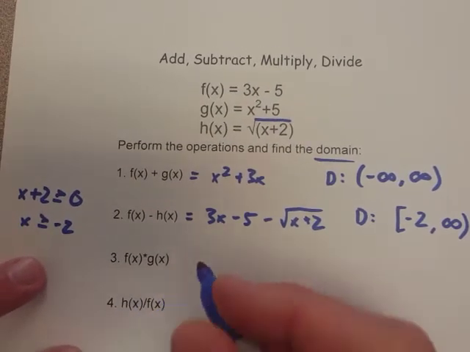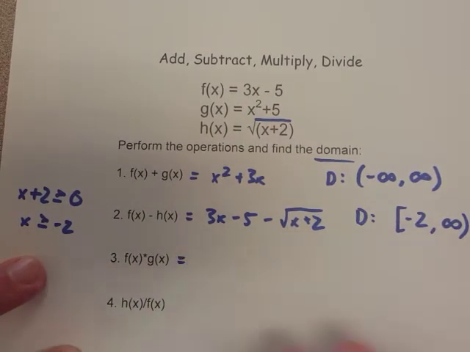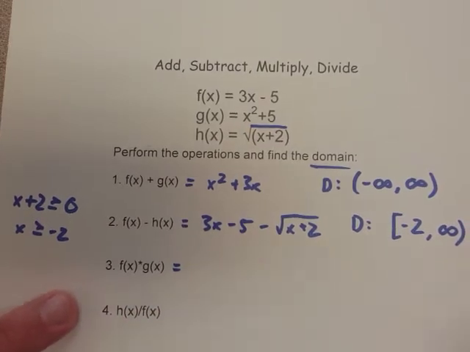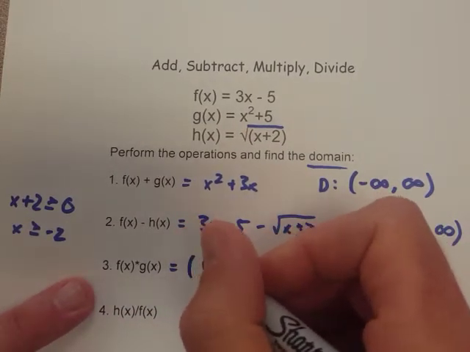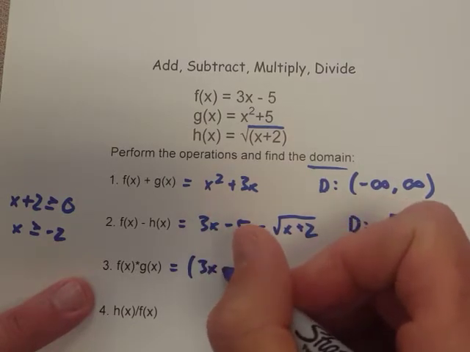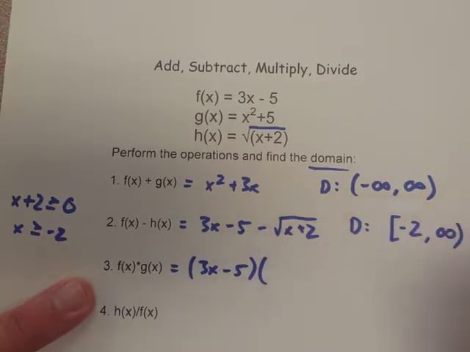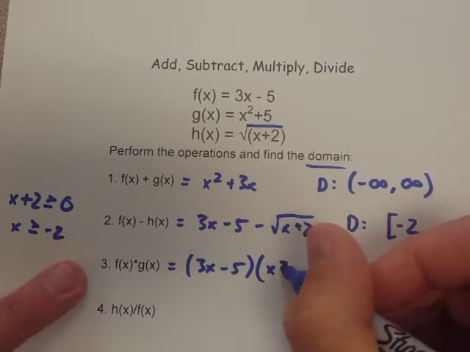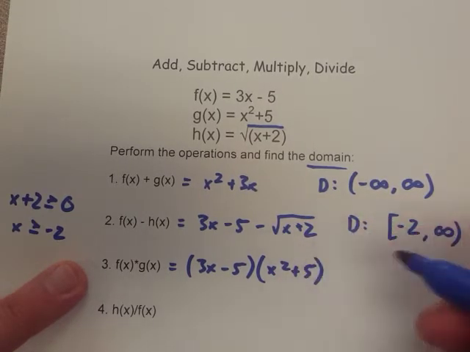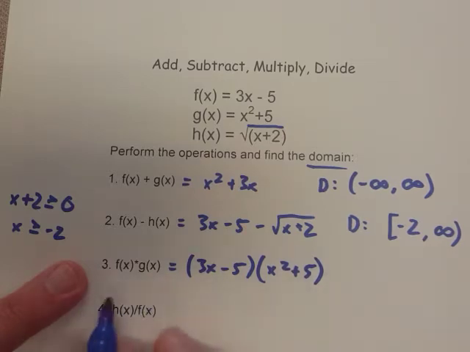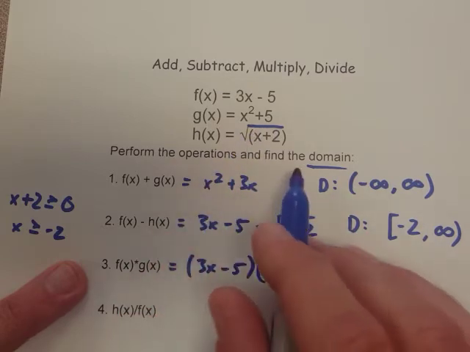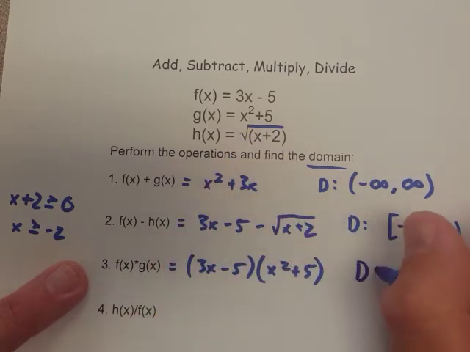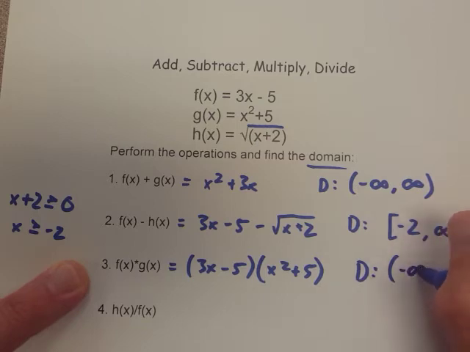For my multiplication example, this one, I'm not going to foil out all the details, just want to show you where we would go with this. f of x is 3x minus 5. g of x is x squared plus 5. If we were doing this in the homework, we would be foiling it all out, simplifying it, that kind of thing. And you would find another situation, kind of like the first, where we don't have any divide by 0, we don't have any square roots, and so our domain would end up being negative to positive infinity once again.